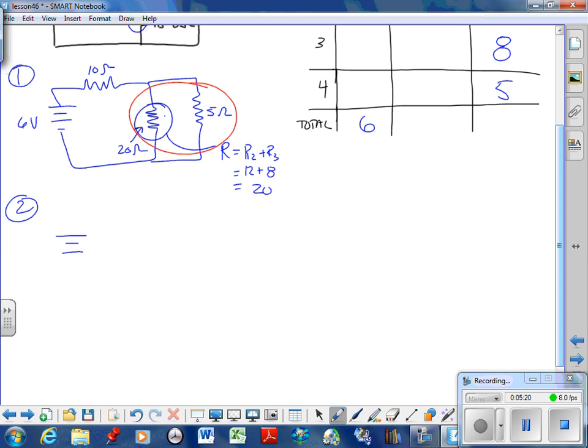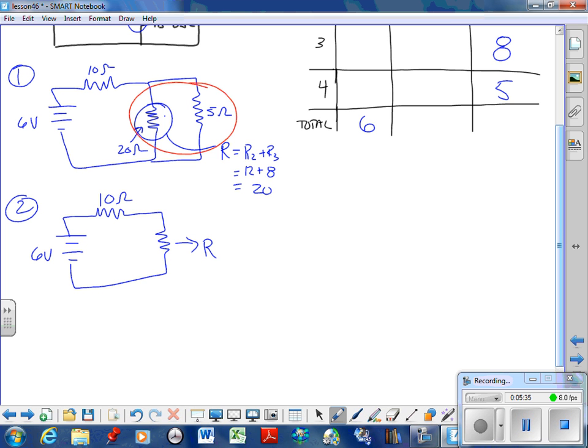So again, still have my 6-volt battery. I'm going to go through this 10 ohm resistor. And now that split pathway is going to be reduced down to one path. How do I calculate the resistance here?